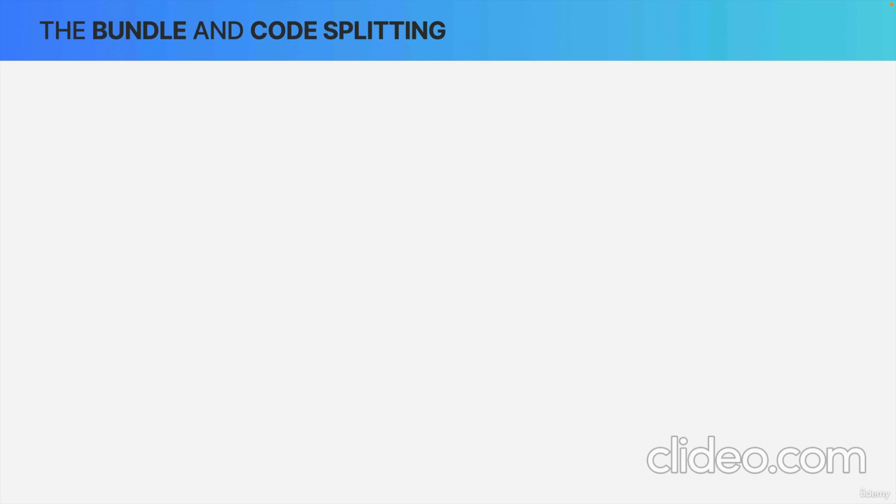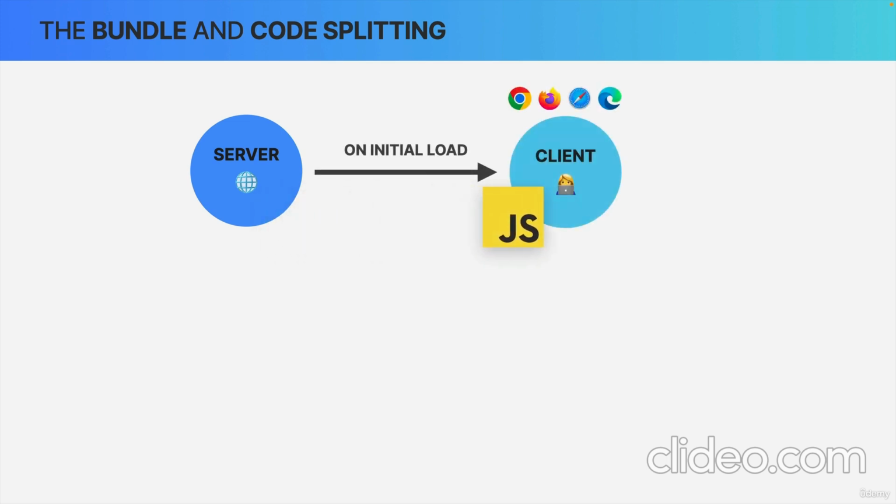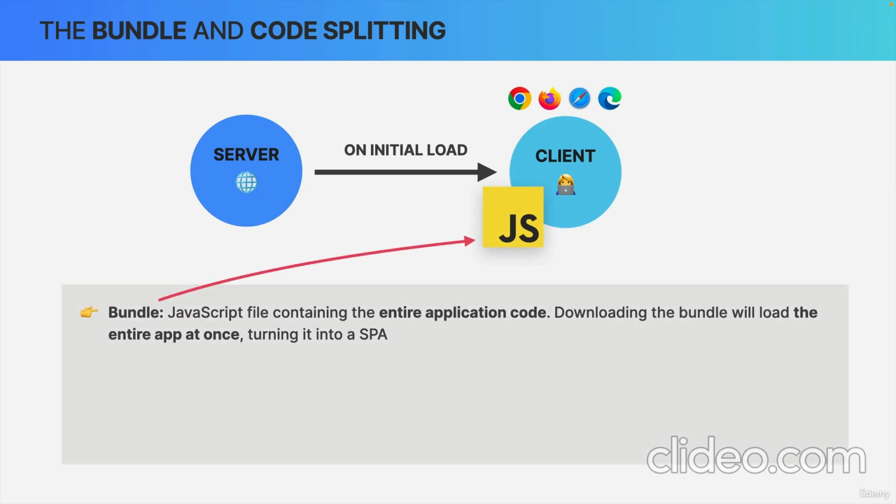So whenever some user navigates to our application, they are basically visiting a website that is hosted on some server, right? So that's just how every single website and web application work. Now, once the user actually navigates to the app, the server will send back a huge JavaScript file to the client that is requesting it. And this file is the bundle. So the bundle is simply a JavaScript file that contains the entire code of the application.